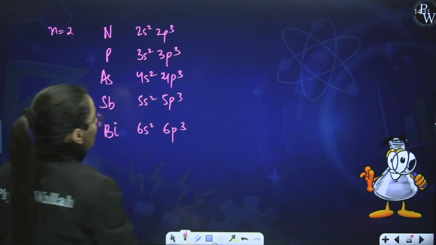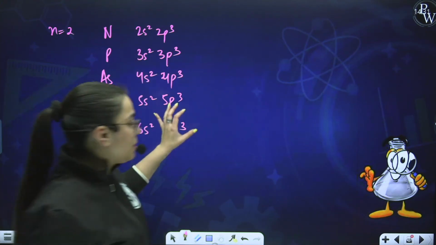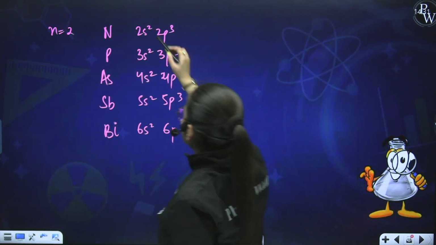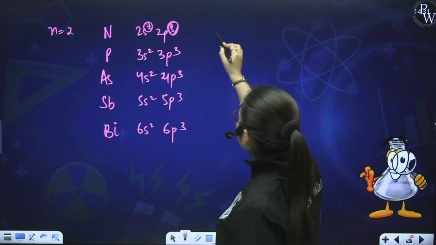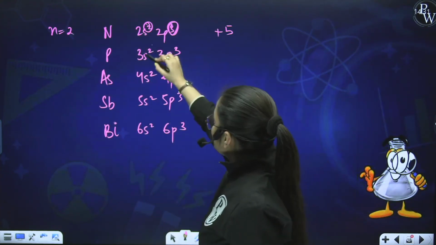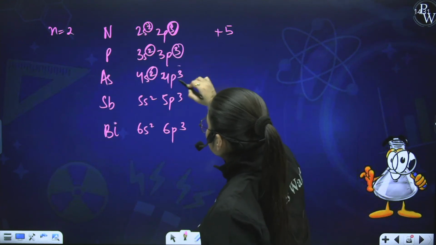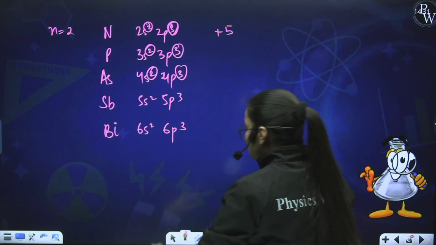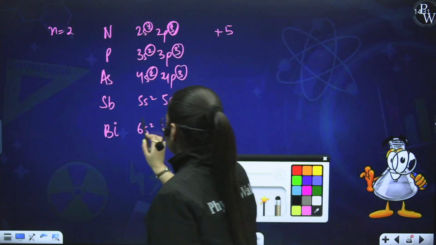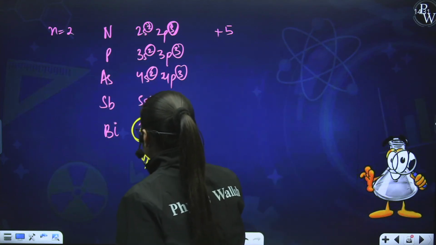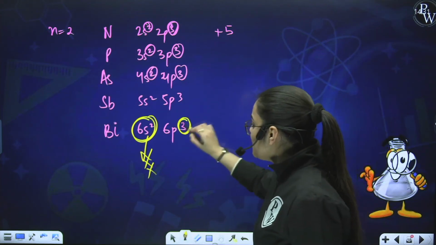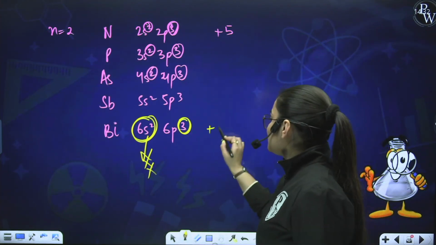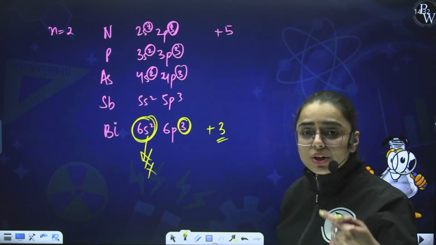So what happens? Initially, all of these 5 electrons can participate in bonding, so it can show +5 oxidation state. Here also it can participate. Here also it can participate. But when you move down the group, the inner s electrons won't participate in bonding. Hence, only 3 electrons will be participating in the bonding. So +3 will be more stable. This is what is the inert pair effect.